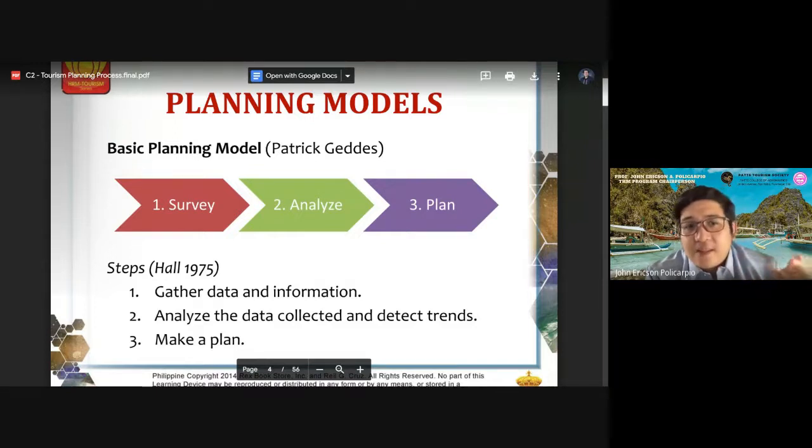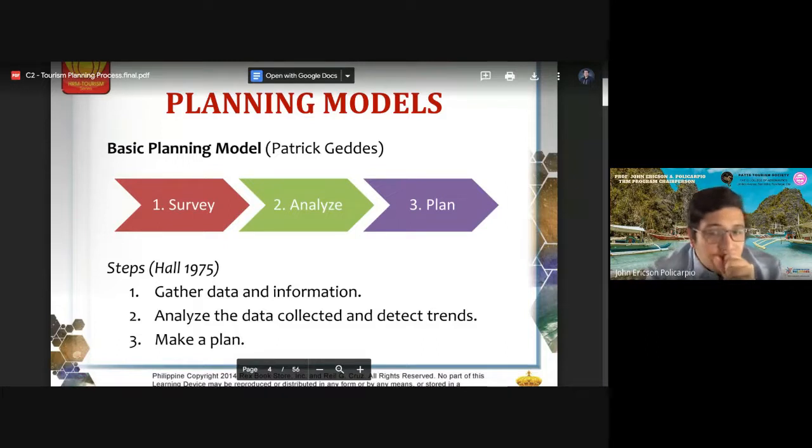It was actually augmented by Hall in 1975, in which instead of just saying survey, it was changed into gather data and information. Why? Because data can be gathered not just on a quantitative level but also as qualitative data or narratives. That is why some of you have utilized mixed methods, or some of you have done pure qualitative research, because information is gathered as qualitative data.